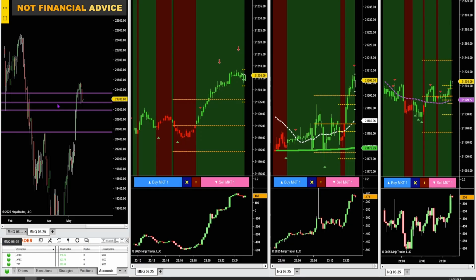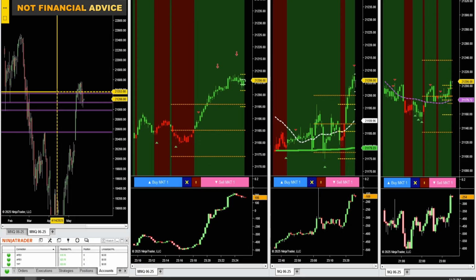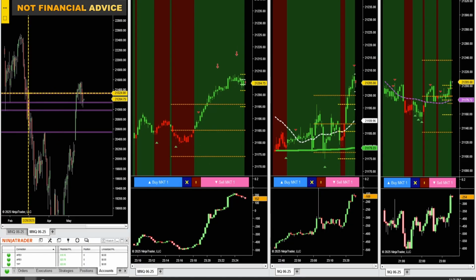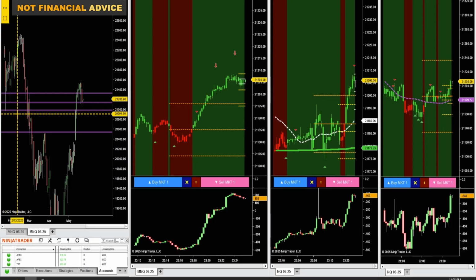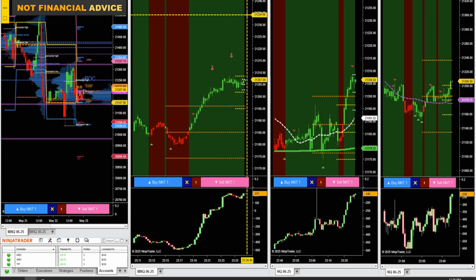These purple lines I drew on the daily chart last week. Right here at this rejection wick, right here at this rejection wick, and right here at this rejection wick. And this morning they were coming into play beautifully.